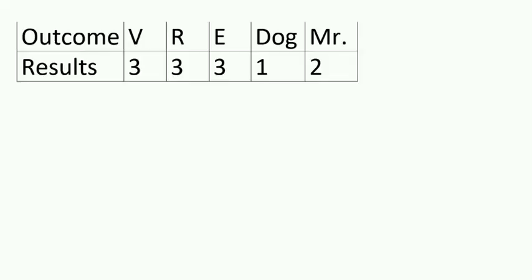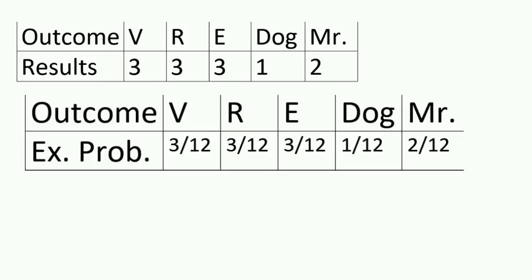After I looked at the results, I wrote them down, and this is what they were. V had 3, R had 3, E had 3, dog had 1, and Mr. had 2. So now, in order for me to figure out the experimental probability, I need to figure out the total number of trials. So 3 plus 3 plus 3 plus 1 plus 2 is 12. Knowing these results and knowing how many outcomes there were total, I can figure out the experimental probability of each outcome. So V was 3 out of 12, R was 3 out of 12, E was 3 out of 12, dog was 1 out of 12, and Mr. was 2 out of 12.